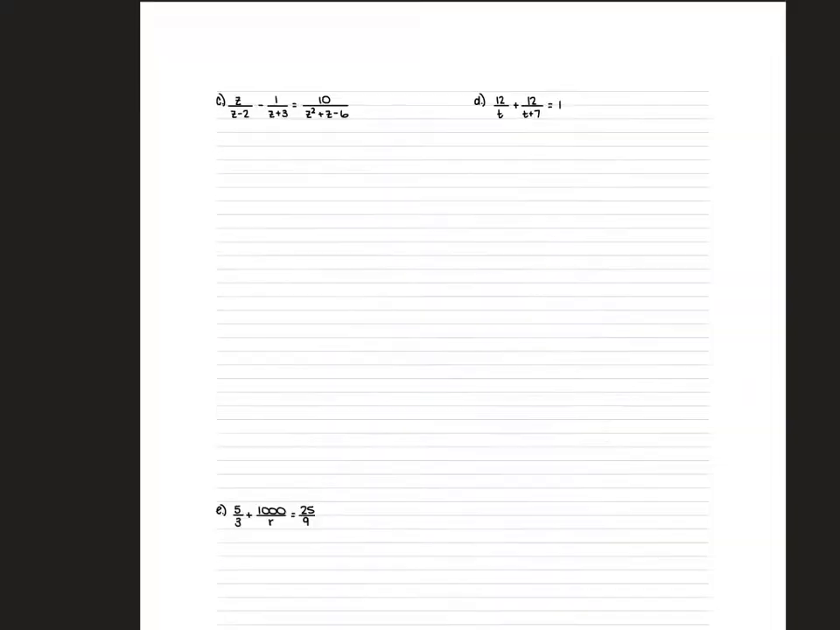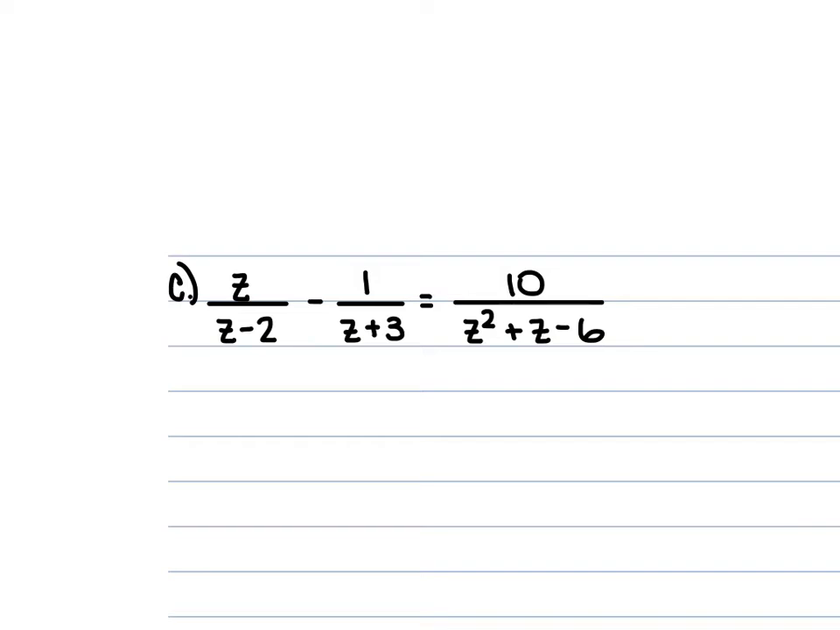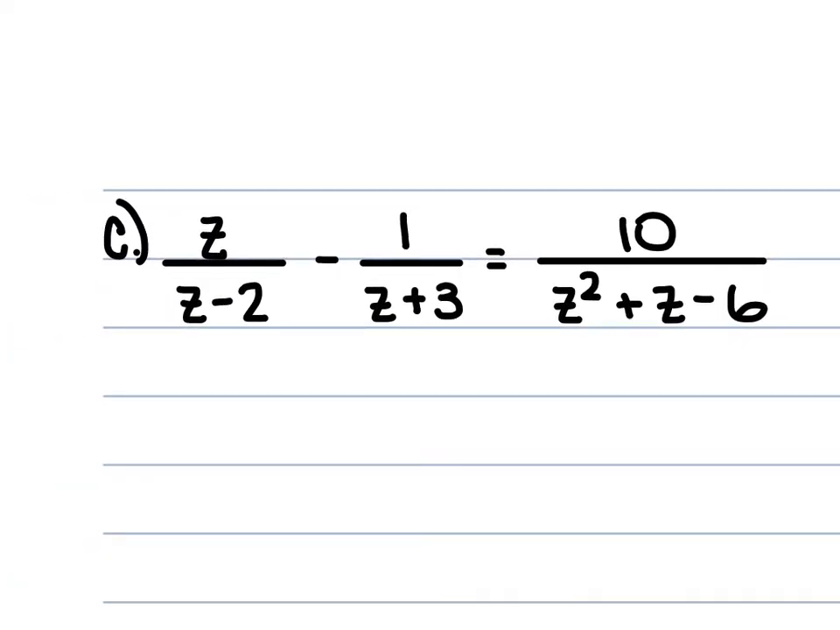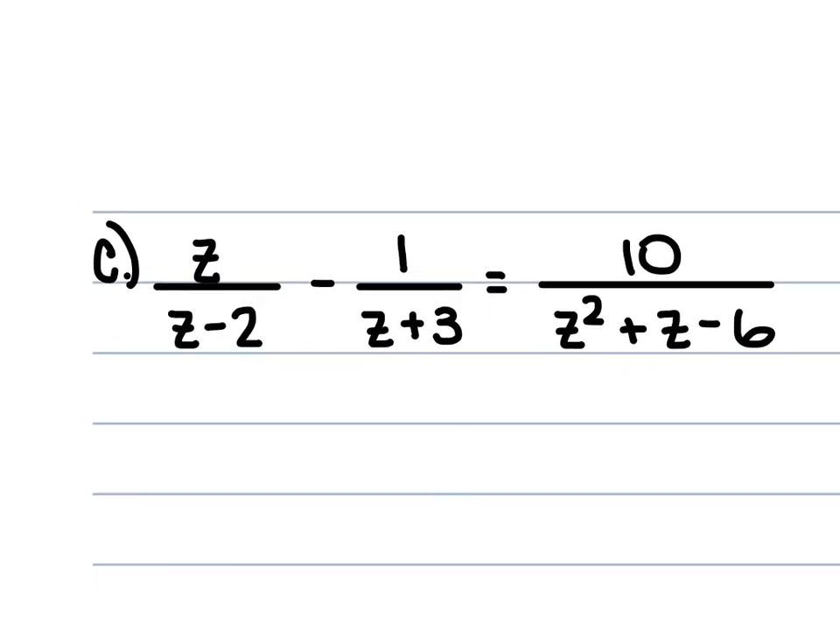If we look at our next example, we have z over z minus 2 minus 1 over z plus 3 is equal to 10 over z squared plus z minus 6. So first we're going to find the factored form of that z squared plus z minus 6. Your factors of negative 6 that add up to be a positive 1 are negative 2 and positive 3.